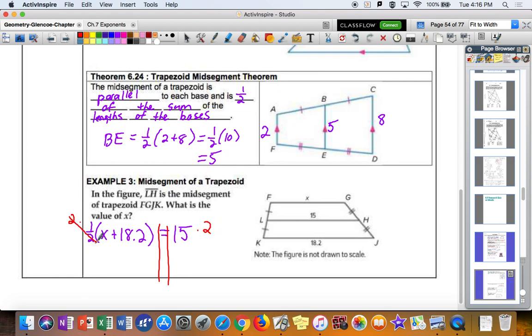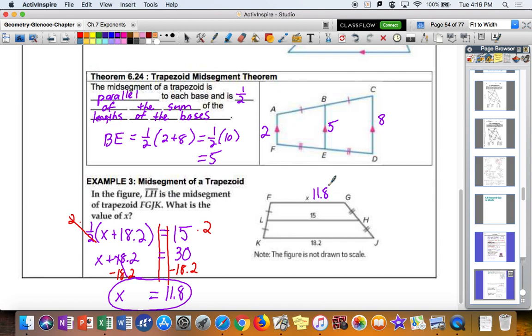All right, so that cancels out. The 2 times 1/2 is 1, so that cancels out. So we're left with x plus 18.2 is equal to 15 times 2, which is 30. And then simple subtraction, undo addition by subtracting. So subtracting 18.2 from both sides, we get x is equal to 30 minus 18.2, which would be 11.8.